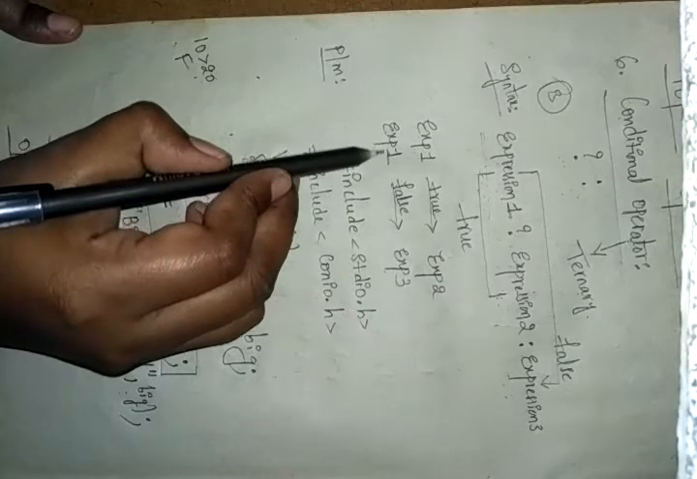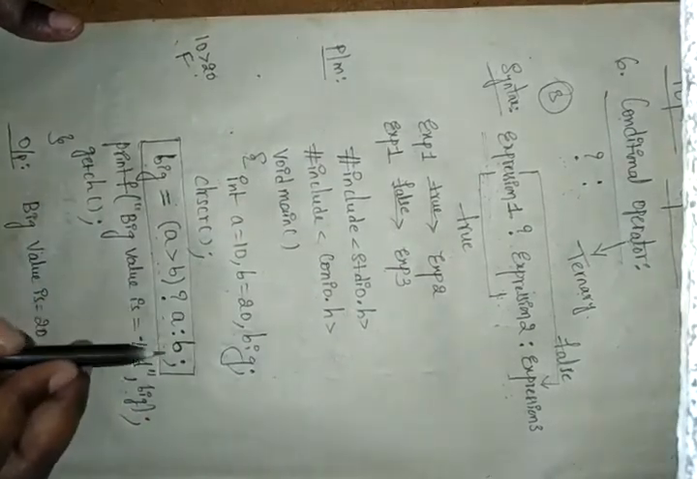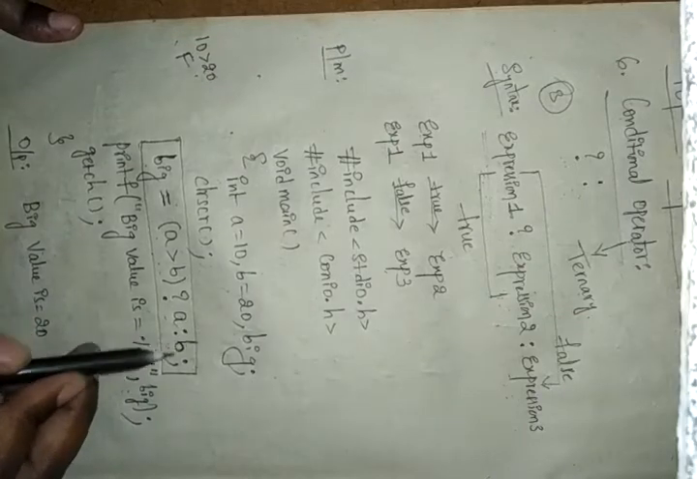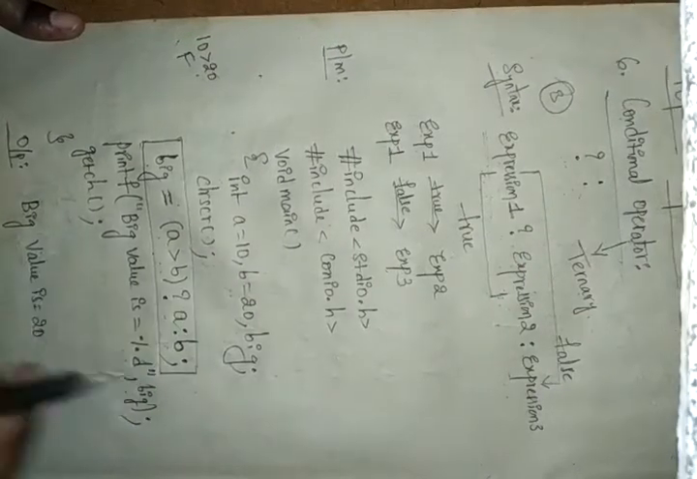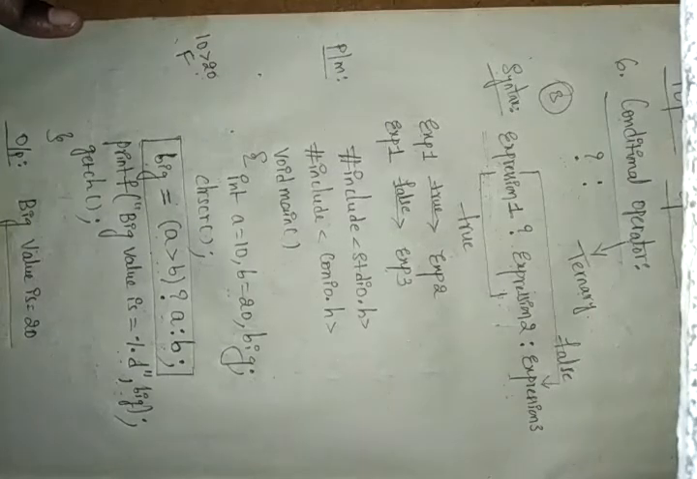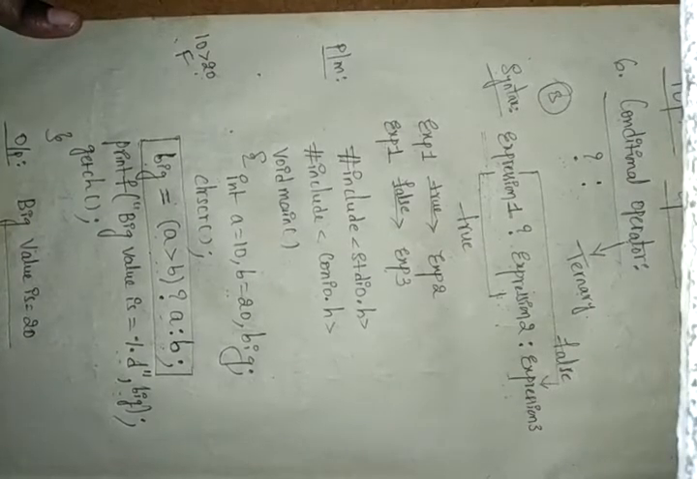So, it is going to the expression 3, which will be B. So, what value do we have for B here? 20. So, that will be displayed on the output. Okay, check this once, and you will understand how you got this.